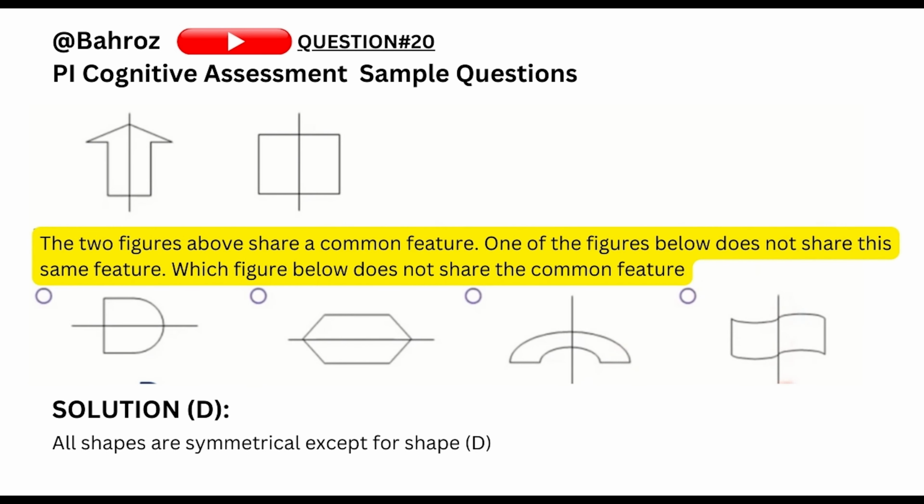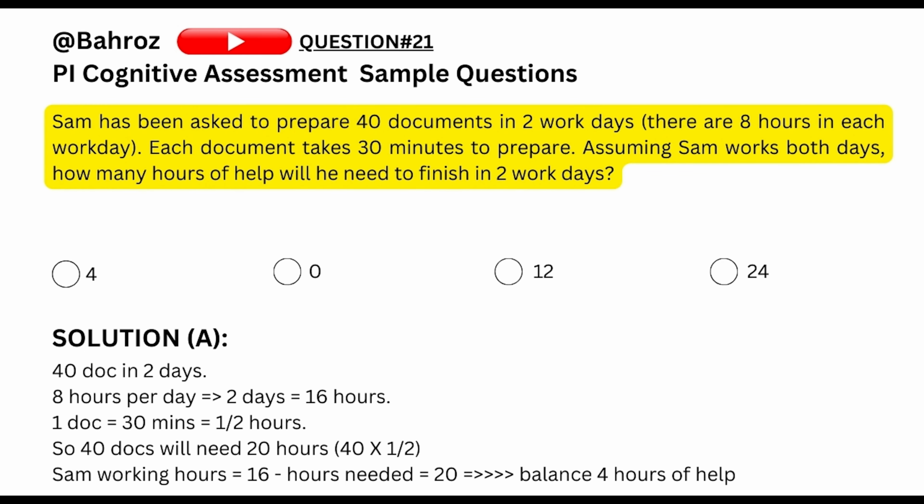The two figures above share a common feature. One of the figures below does not share this same feature. Which figure below does not share the common feature? All shapes are symmetrical except for shape D. By symmetry, what is meant is if you fold the shape from where there is a line, they are mirror images, except for option D, which is not a mirror image. If you fold shape D from the straight line, then it won't be a mirror image.